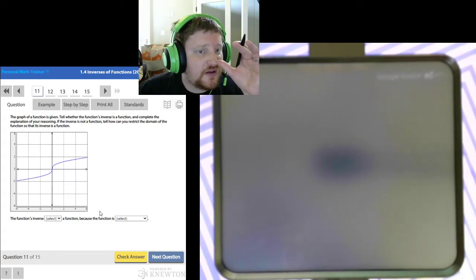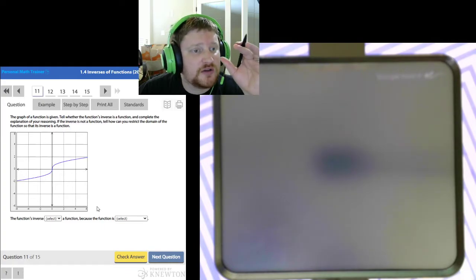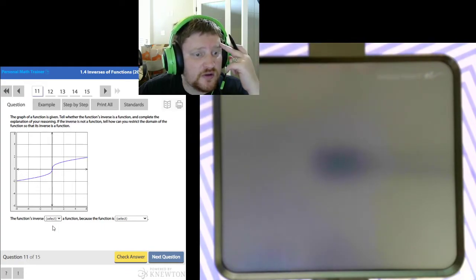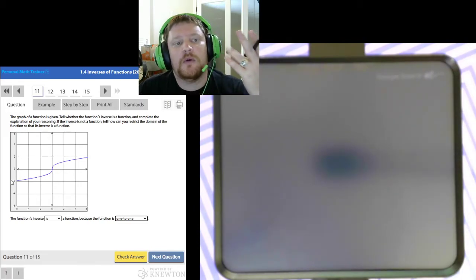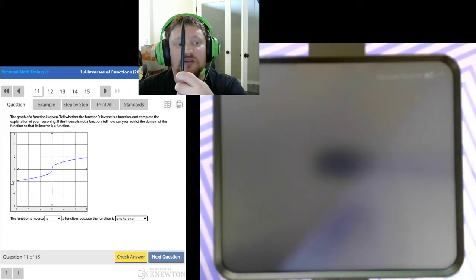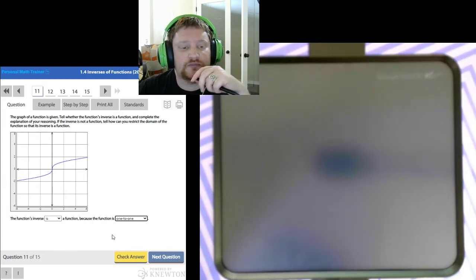Graph of a function is given. Tell whether the function's inverse is a function and complete the explanation of your reasoning. If the inverse is not a function, tell how you can restrict the domain so that it is. Function's inverse is a function because the function is 1 to 1. So there are no repeated. Here's the easy way to do this. We have the vertical line test to tell if something is a function. We can actually use the horizontal line test to tell if something's inverse is a function.